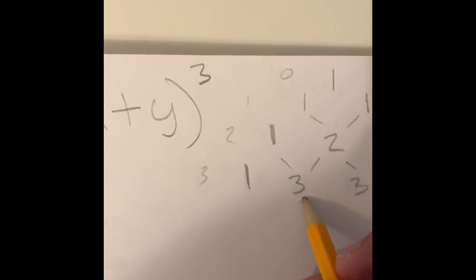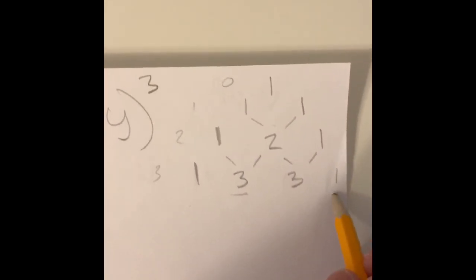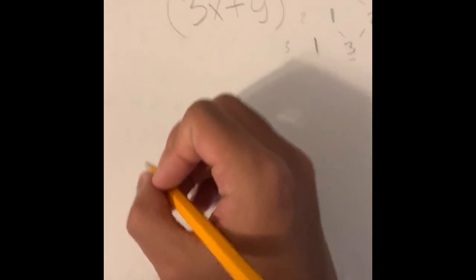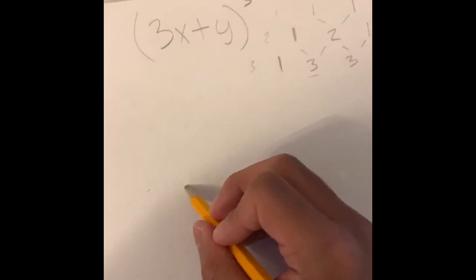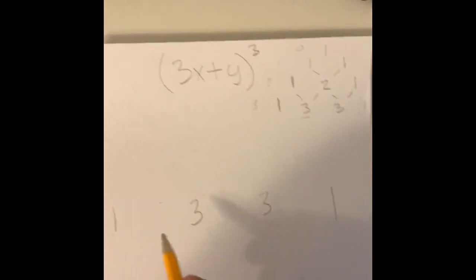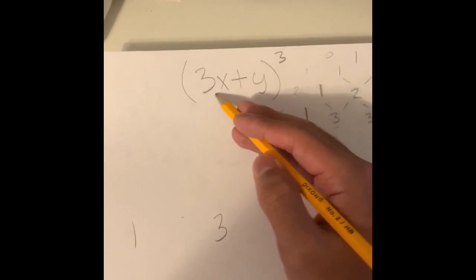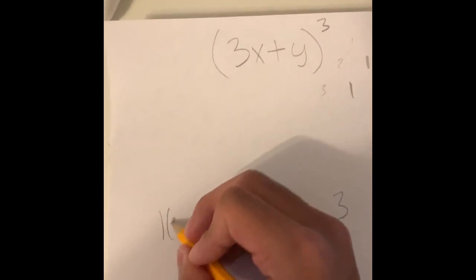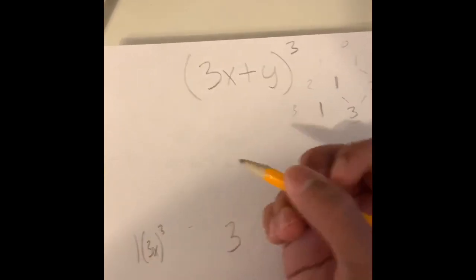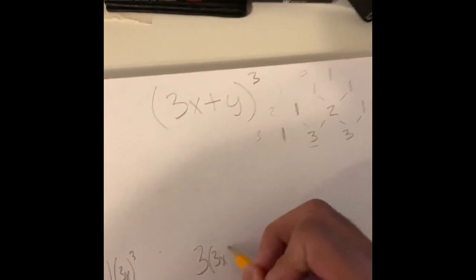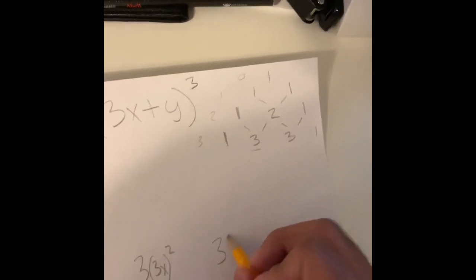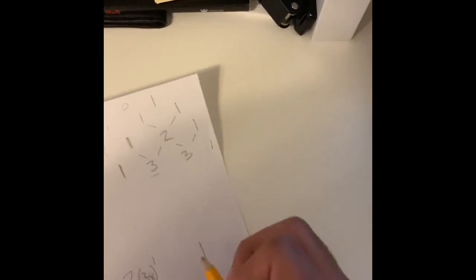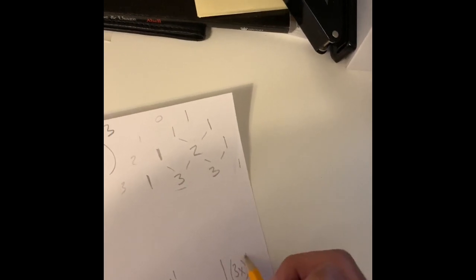Look at the second number, it's 3. So now we're going to be using these as our coefficients. So now let's write them out. 1, 3, 3, 1. Those are our coefficients, okay? And now let's look at our first one, 3x. So let's do that, 3x to the third. And we're descending. 3x to the second. 3x to the first. And 3x to the 0.